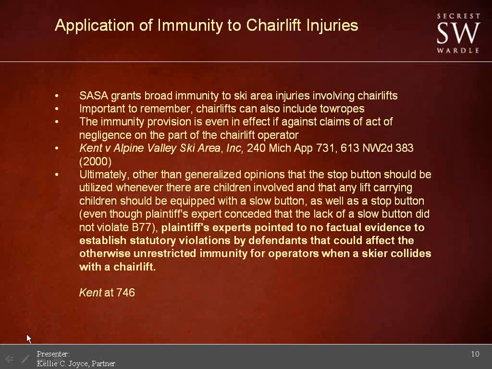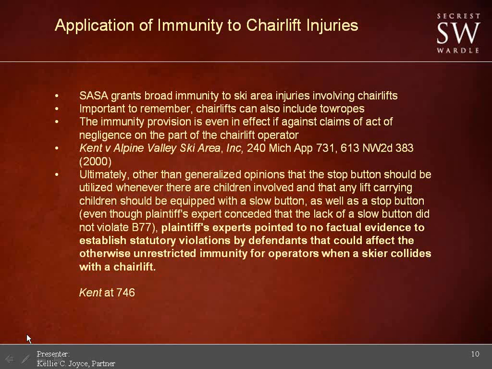And I want to point out that the immunity provision has been applied and interpreted broadly, even in claims of negligence against the part of the chairlift operator. And the case on point there is Kent versus Alpine Valley Ski Area. It is a 2000 case, and in that case the court held that a stop button should be utilized whenever there are children involved, and that any lift carrying children should be equipped with a slow button as well as a stop button. In that case, plaintiff's expert conceded that the lack of a slow button did not violate B77, and the plaintiff's experts pointed to no factual evidence to establish statutory violation by defendants that could affect otherwise unrestricted immunity for operators when a skier collides with the chairlift.